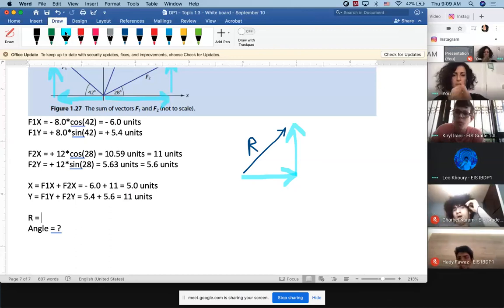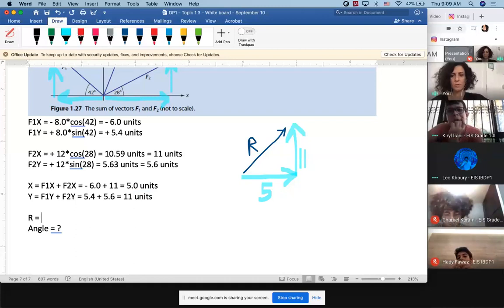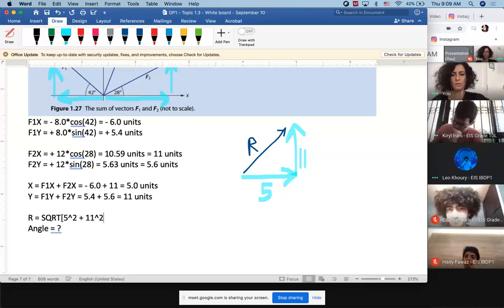All right, so again, Leo, you are given X, you are given Y, and you need to find R. So in other words, you know that this one is 5 units and this one is 11, okay? Exactly, yes. So I'm gonna say square root of 5 squared plus 11 squared, and the answer is, yes, Kirill, you were saying something? 12.1 units, right? Okay, round it to 12 units to make it 2 digits.